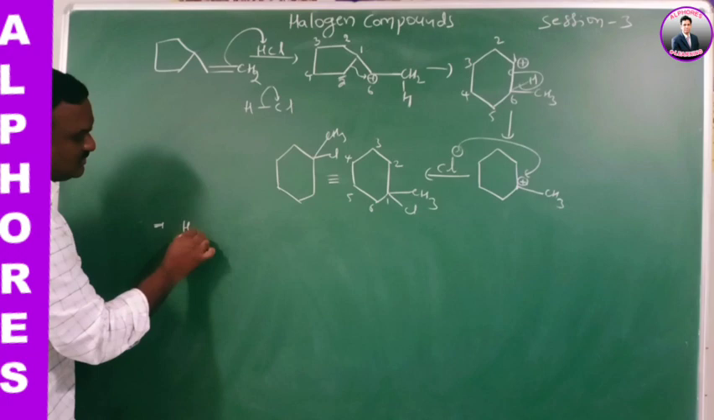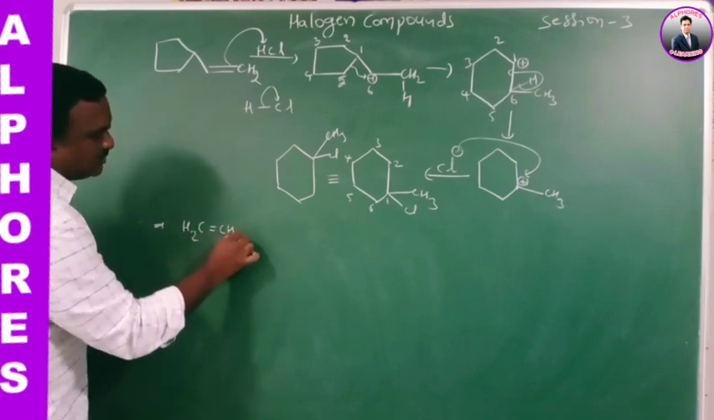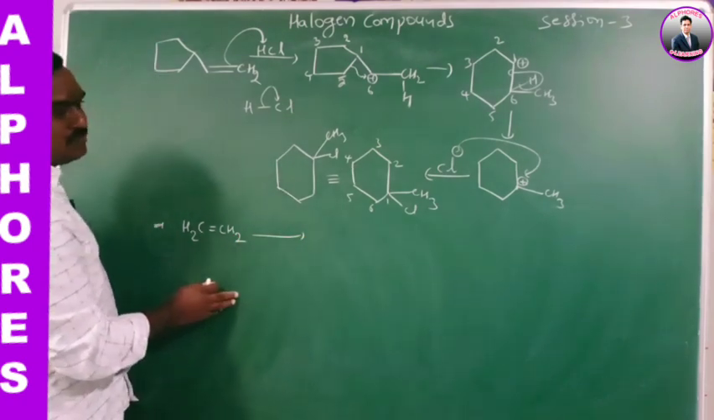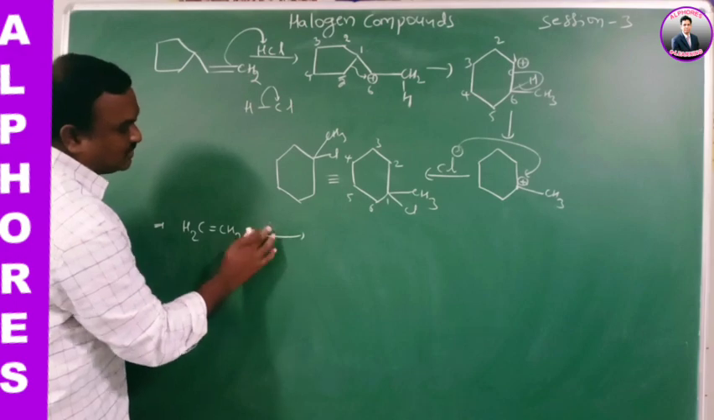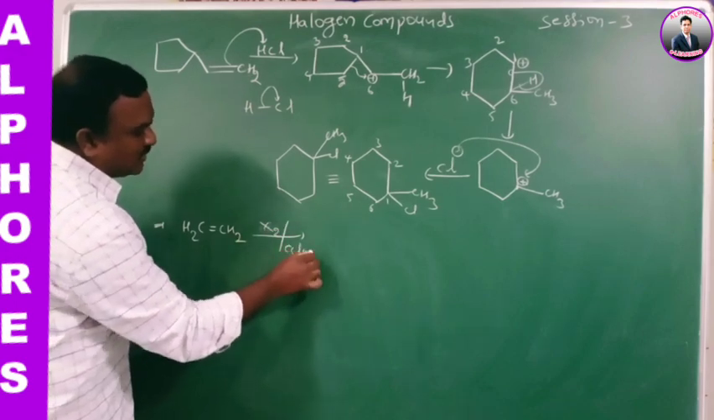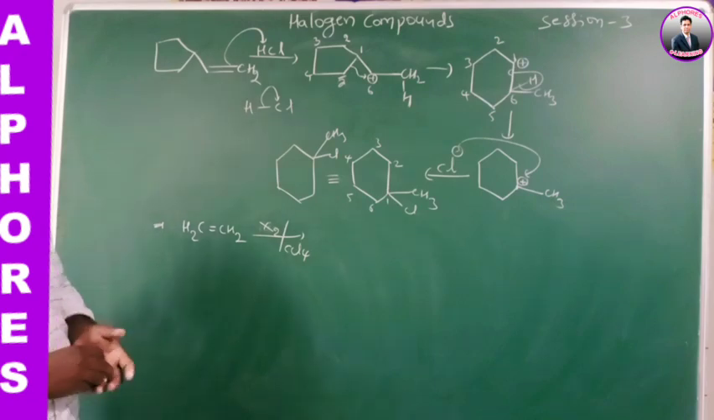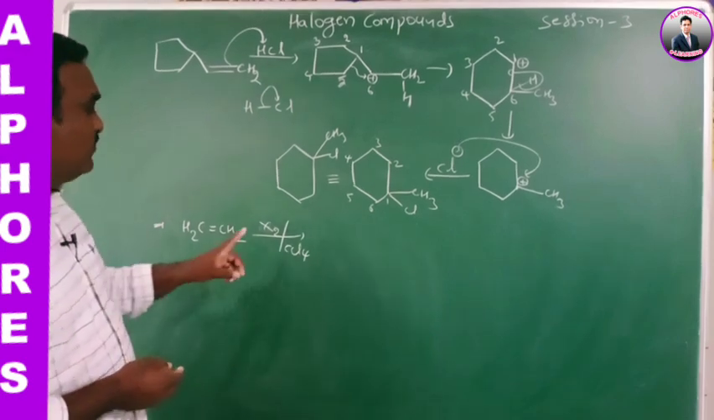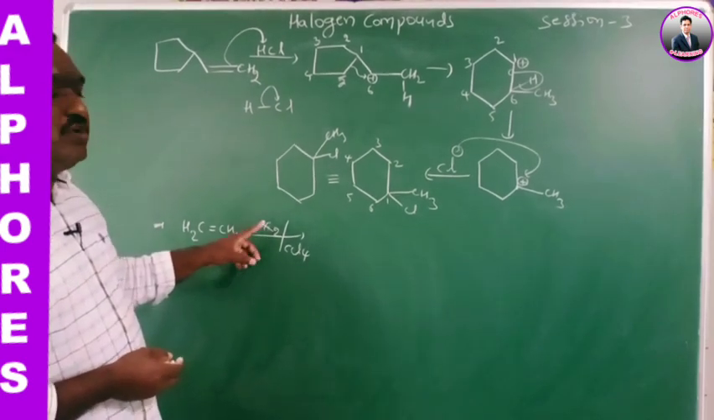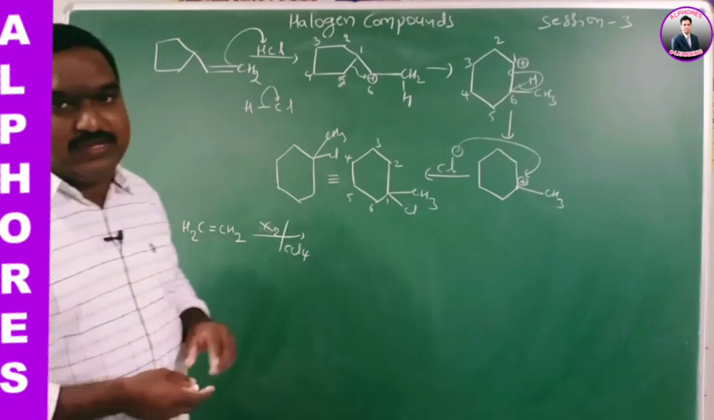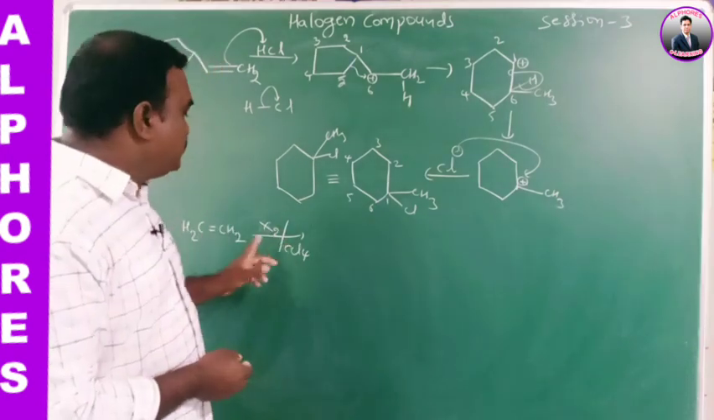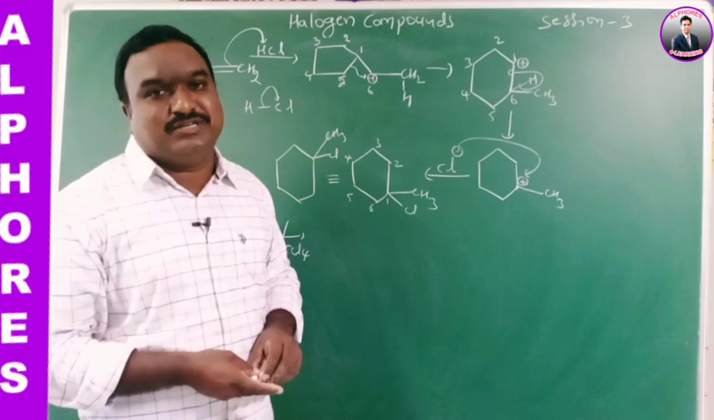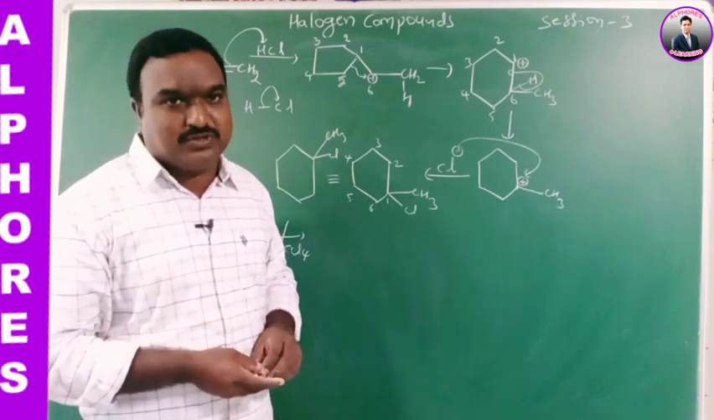If you take alkene system, here C double bond CH2 is given, ethylene molecule is given. Ethylene molecule undergoes addition reactions with X2 in the presence of carbon tetrachloride medium. So nothing but addition of halogens to alkene system. But the reaction proceeds via cyclic intermediate but not carbocation intermediate here.